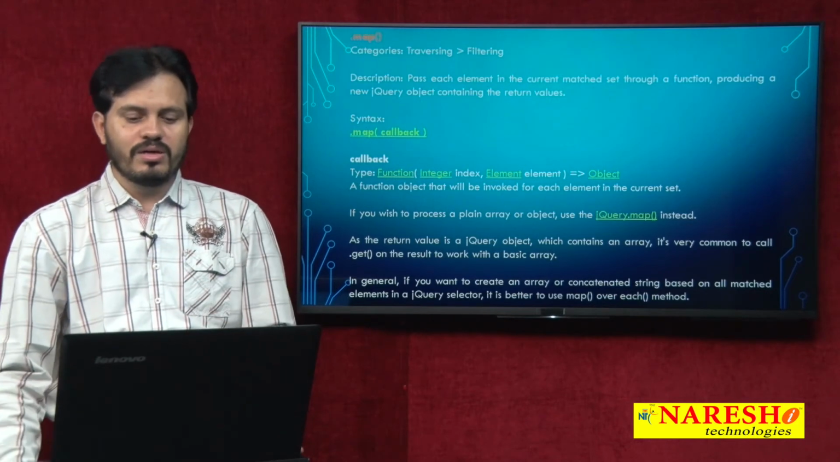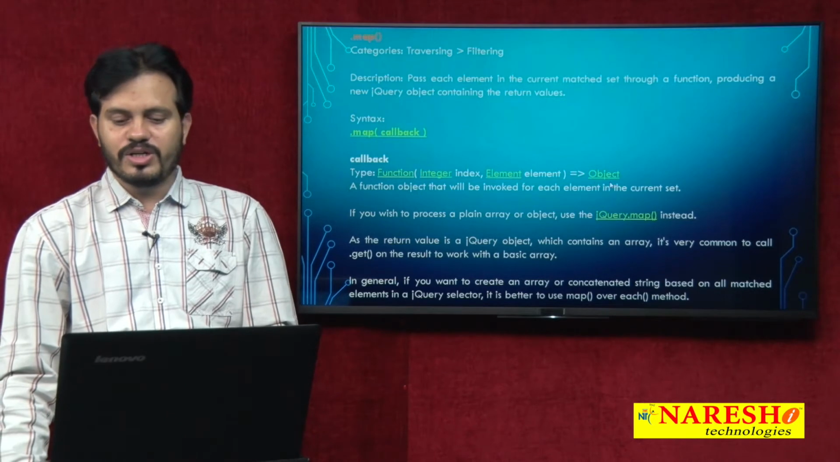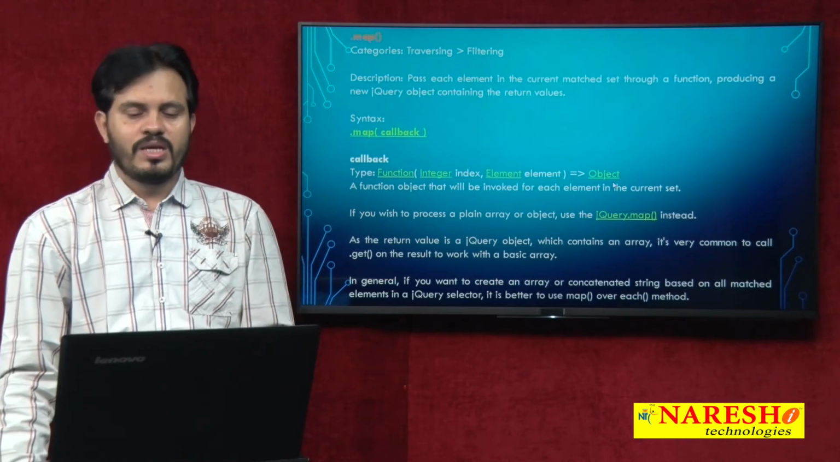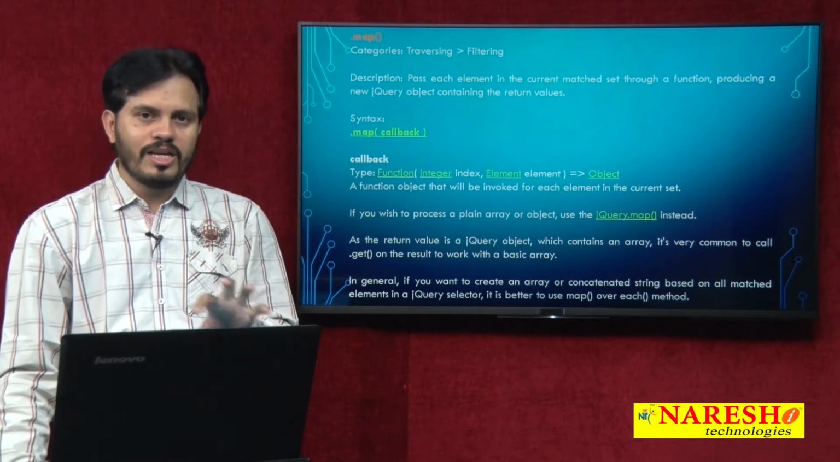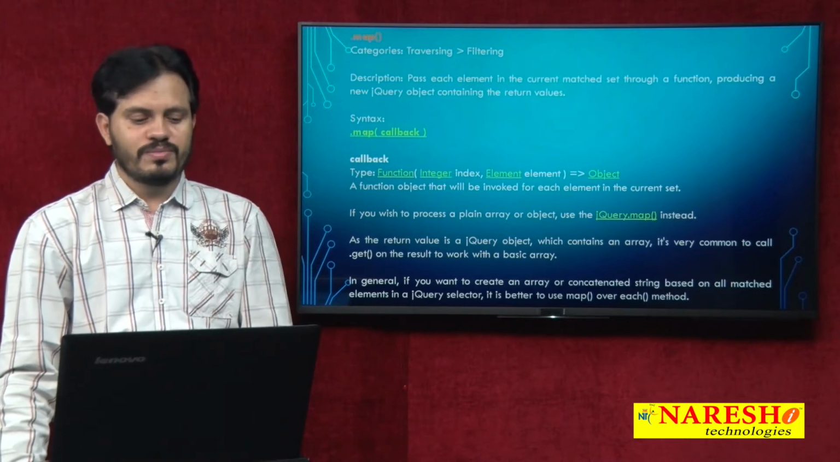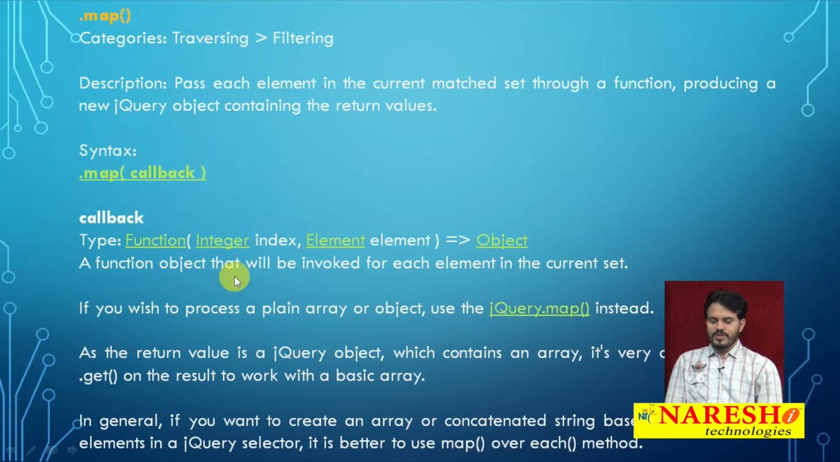So this map method has a return type, nothing but one returned jQuery object. This jQuery object represents an array of all the elements which are passed to the function. So it is a function object that will be invoked for each element in the current set of matched elements.